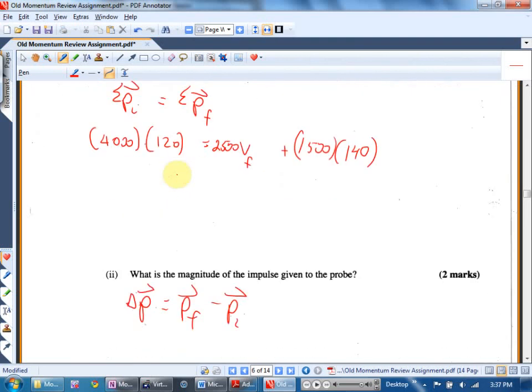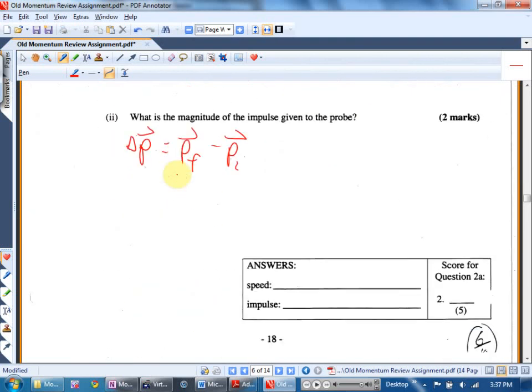How else could they change this? Oh, if the explosion lasts for 0.03 of a second, what was the average force acting on the probe? That's where you would use the F delta T once you found this answer.